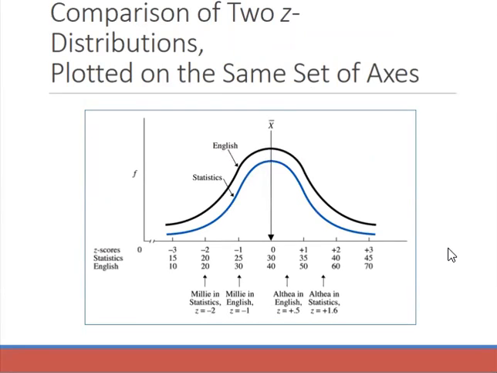Okay, so we can see this something like this, where we have individual scores on statistics and their scores on English. These are their specific scores. So the statistics scores range from 15 to 45. The English scores range from 10 to 70, but we can convert both scores into z-scores, and so we can lay them on top of each other.